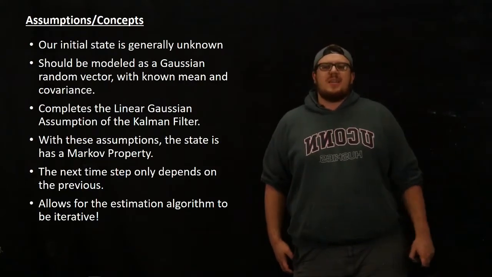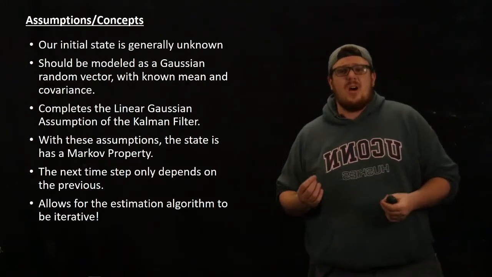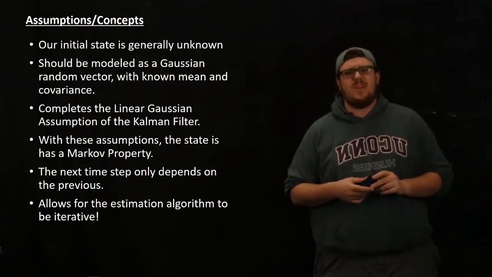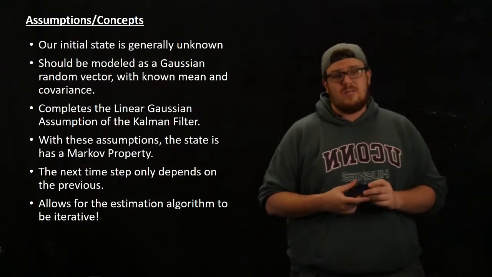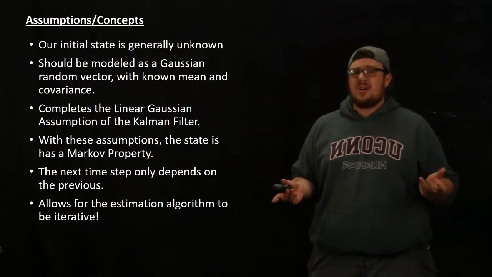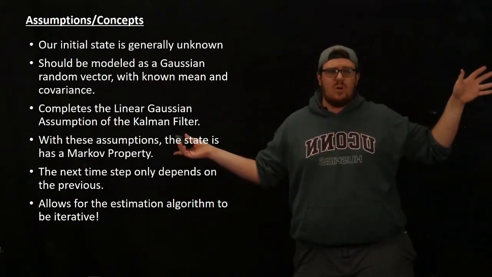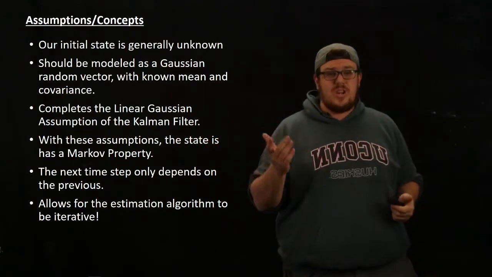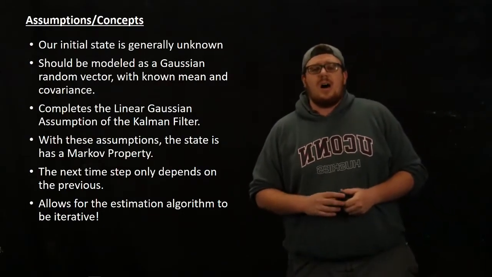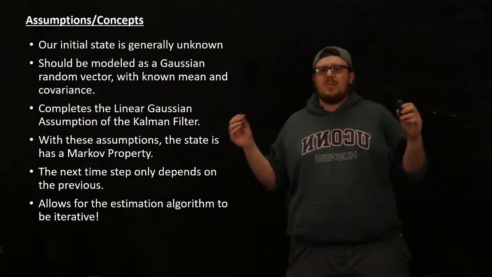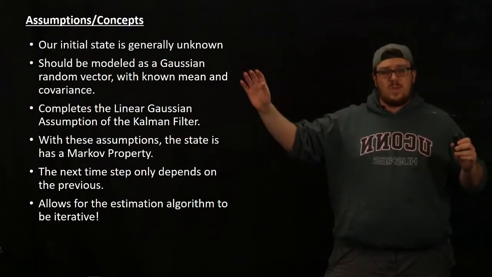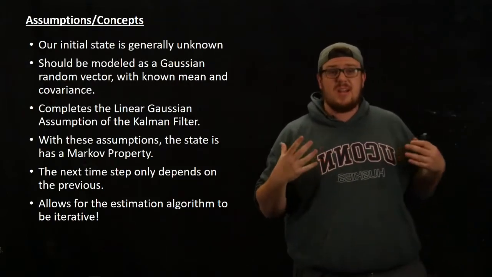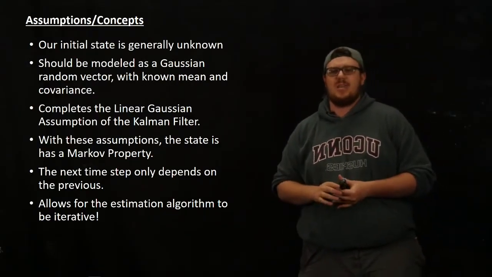So the assumptions here are that our initial state is generally unknown, and that this initial state should be modeled as a Gaussian random vector with known mean and covariance. Basically, you don't know where you're starting, so you model it as being normally distributed about some point with some variance. And those are generally user-defined. You have to complete the linear Gaussian assumption of the filter with this part here. So you can't have a set initial state. It should be a Gaussian distributed random initial state.